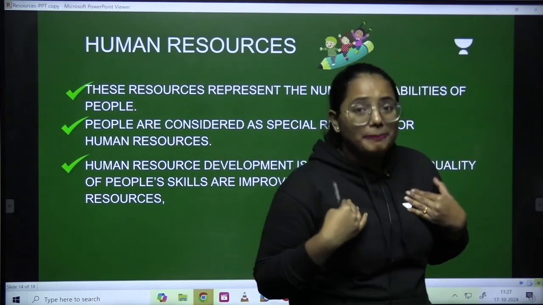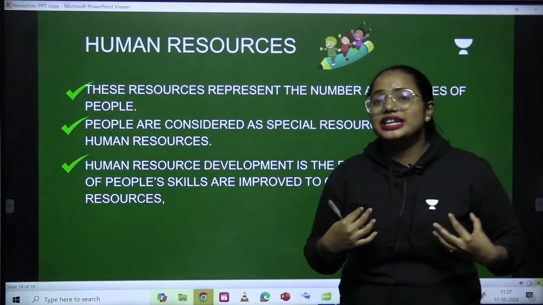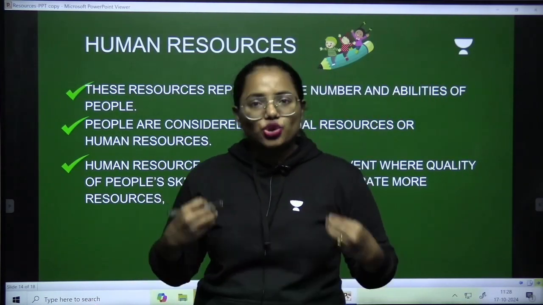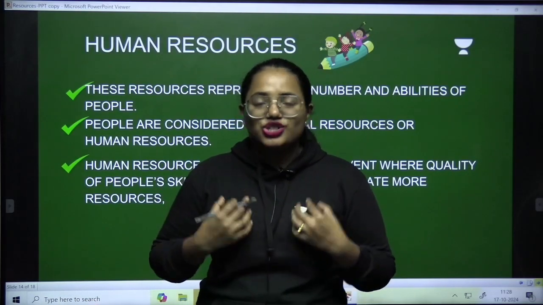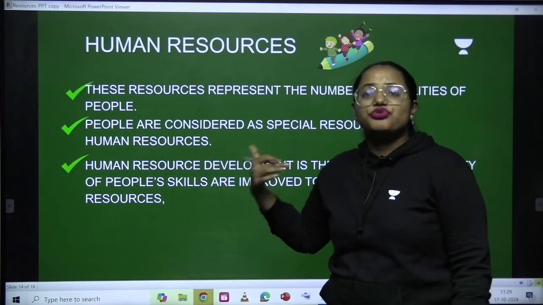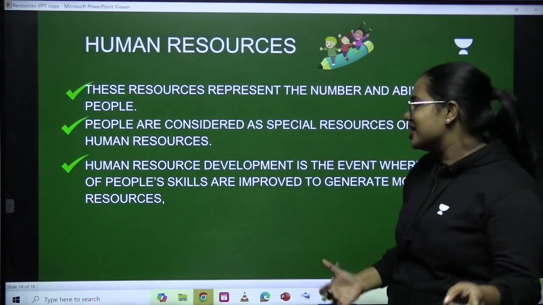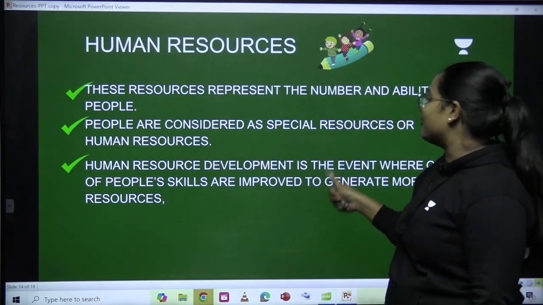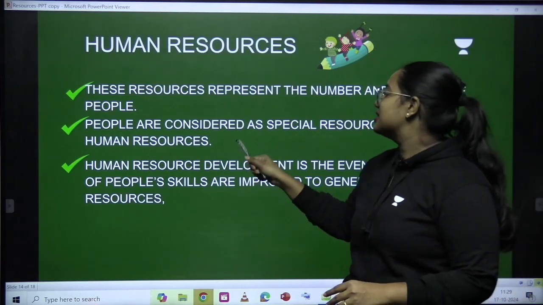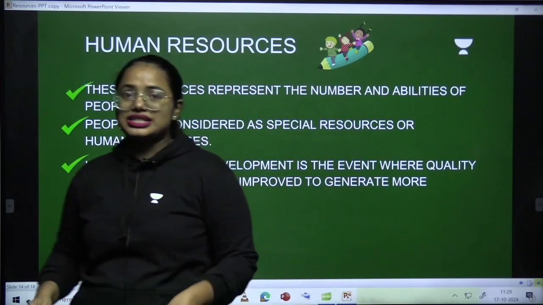So people, including me, can be a resource, right? I have necessary teaching skills, and that is the reason I'm teaching you all this. So these can be utilized for teaching purposes so that you can learn from me. So I can also be a proper resource. And here is a part where we quantify the ability of people or the skill sets of people. Are you getting the point? So here you look at it, human resource development. That is the very next point, an event where the quality of people, their skills, are improved to generate more resources. So I will give you one more example on this, technology.